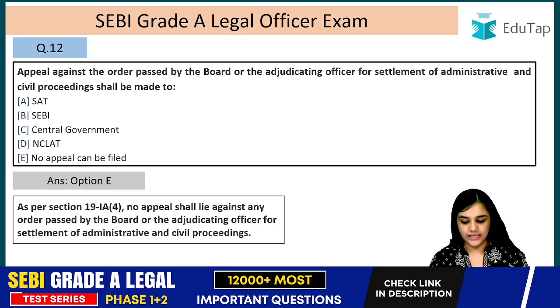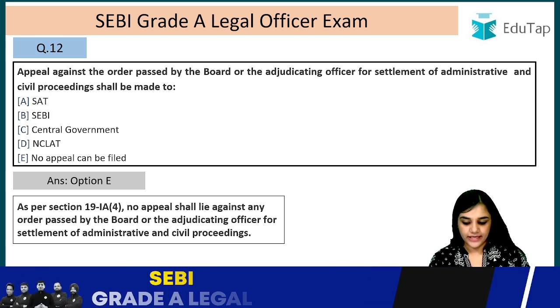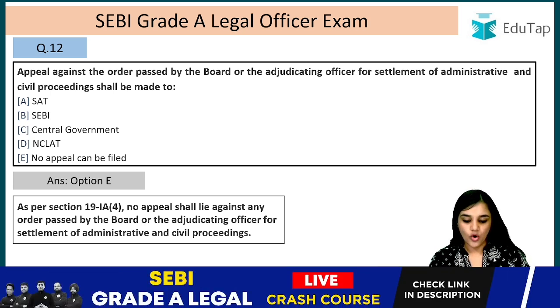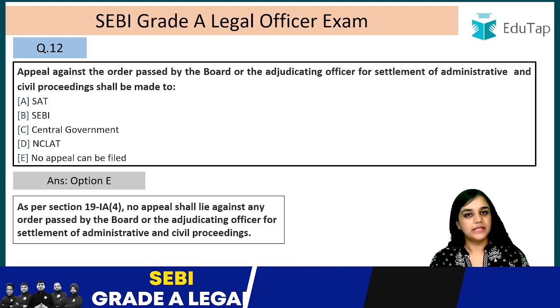Answer is option E. Where has it been written? Section 19IA, Clause 4. No appeal shall lie against any order passed by the board or the adjudicating officer for settlement of administrative and civil proceedings. So, no appeal can be filed.